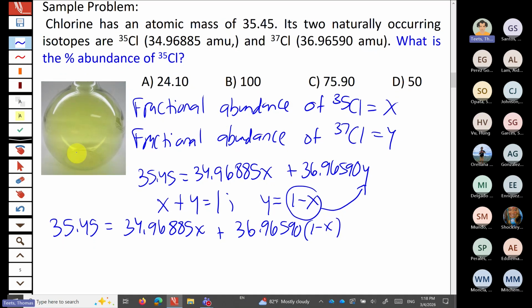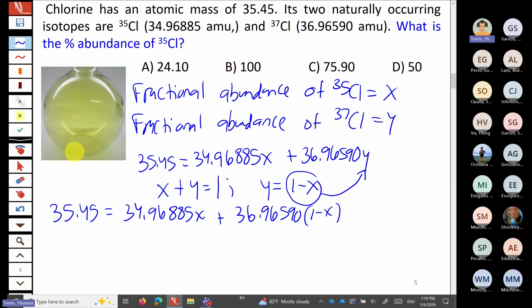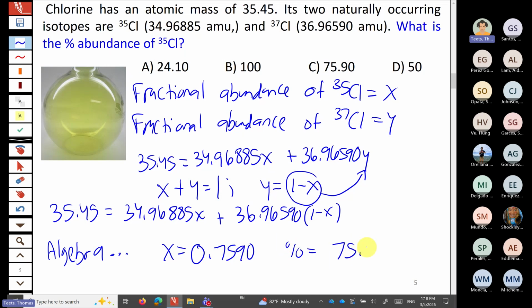And then what I will sometimes do to save time in class, but make sure you're clear on how to do this yourself, I'll skip the algebra. So I'll put it into the magic algebra machine, which you don't have access to, unfortunately, on tests. And what we get is X is 0.7590. We asked for the percent abundance, so you have to multiply that by 100 to get 75.90%. All right, so again, mixing up abundances in terms of fractional abundance or percent is a common mistake, so be clear on that.